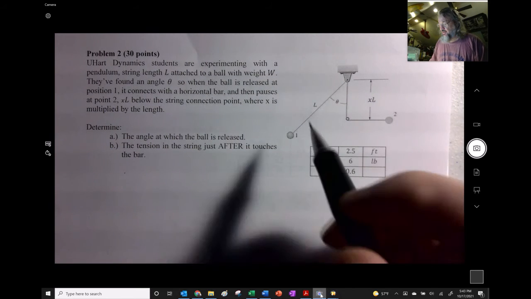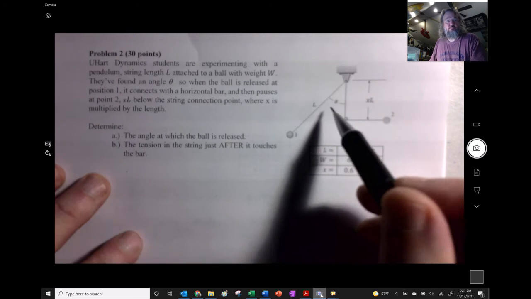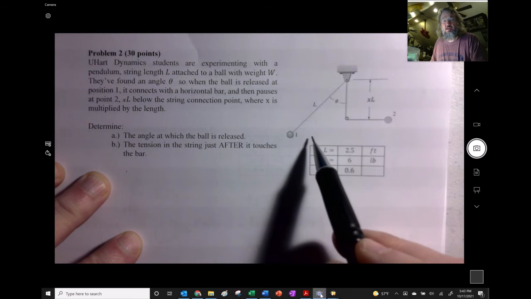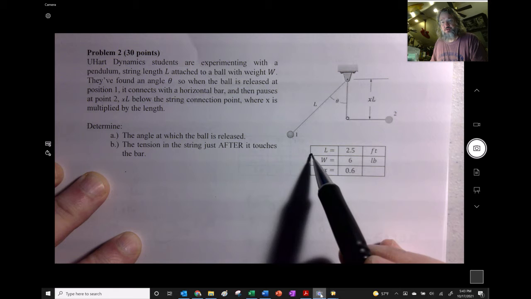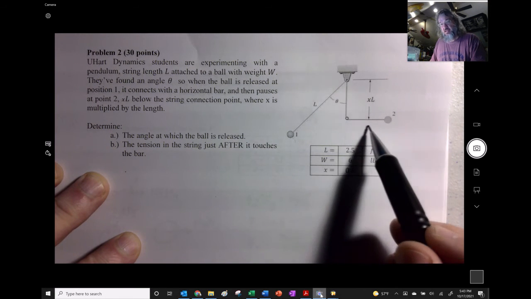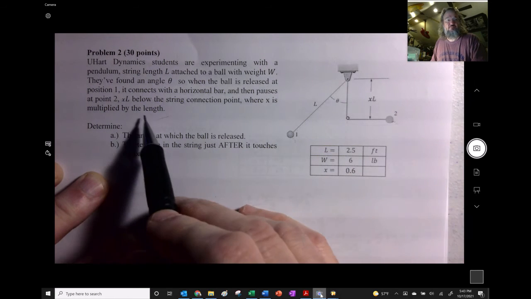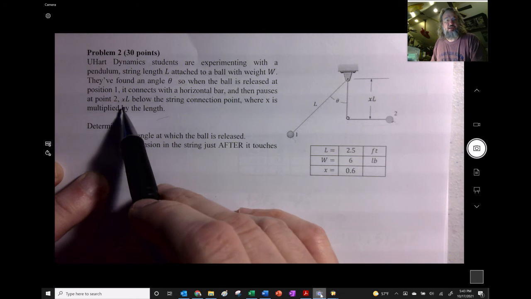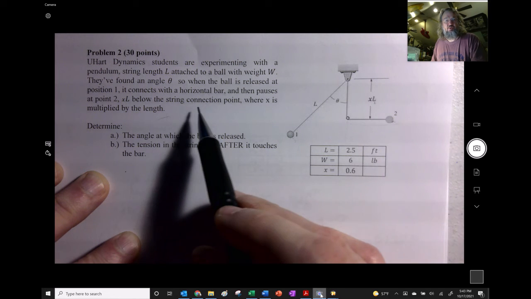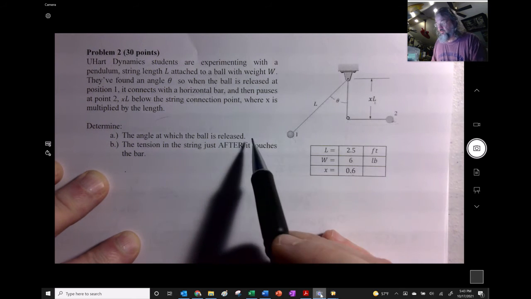All right, so here we have this pendulum, and we don't know the angle. We do know the length of it, and we do know how much this is going to weigh. We release it from here, and it swings. When it gets to this low position, it hits this little bar, and then this lower part of it starts to swing up, and it pauses right there. So it's released from position 1, it connects with the horizontal, and then pauses at 2, which is x times L below there, where x is multiplied by the length, so it's at 0.6. So we want to know the angle at which the ball is released.